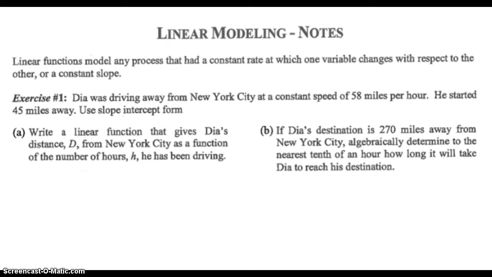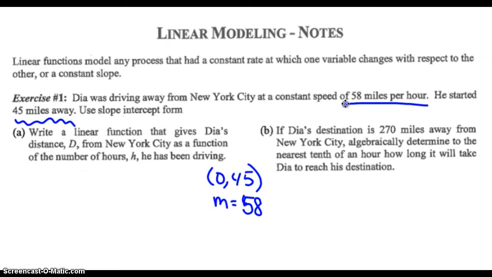So we're going to be driving. Here we go. Constant speed of 58 miles per hour. And then we start 45 miles away. Okay, and this one says use slope-intercept form. So I will show you that. The first thing you want to talk about, at the time that I'm starting this, I'm 45 miles away, you can write the point (0, 45). And if it's telling me that I'm going miles per hour, then I can say that that is going to be my 58.